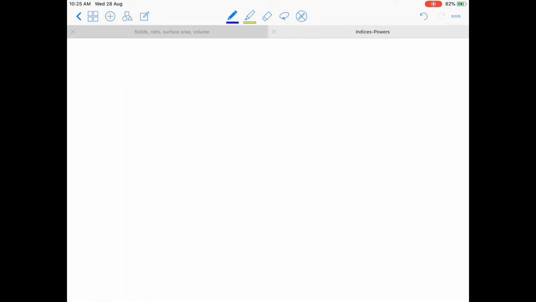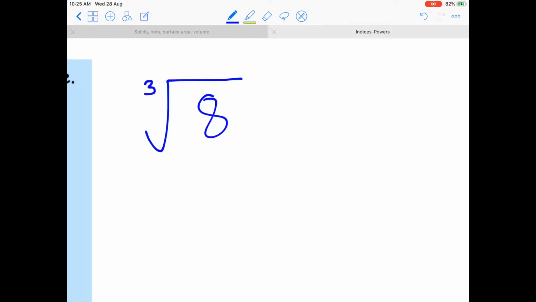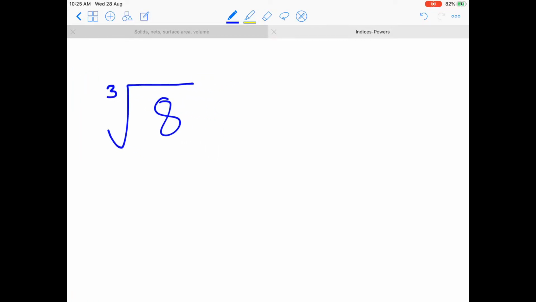Cube root simply asks the question, what number times itself, then times itself again, will give us the number inside of the root sign. So this is how we write cube root. The root sign and the small 3 outside of the root.